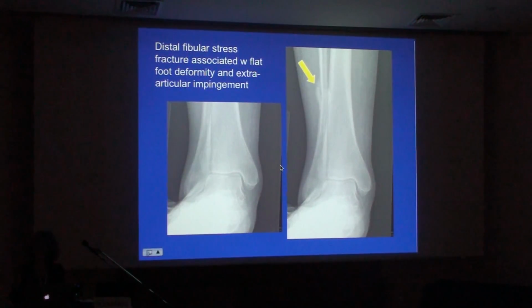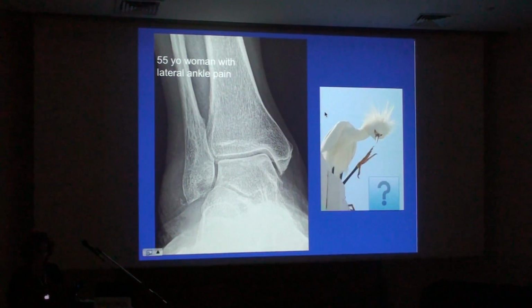The fibula is not meant to be weight-bearing. The fibula is not meant to abut against the calcaneus. It's a small bone. So if you have the calcaneus pushing against it, you can have fibula stress fractures. So this is one of the complications of flat foot deformity.